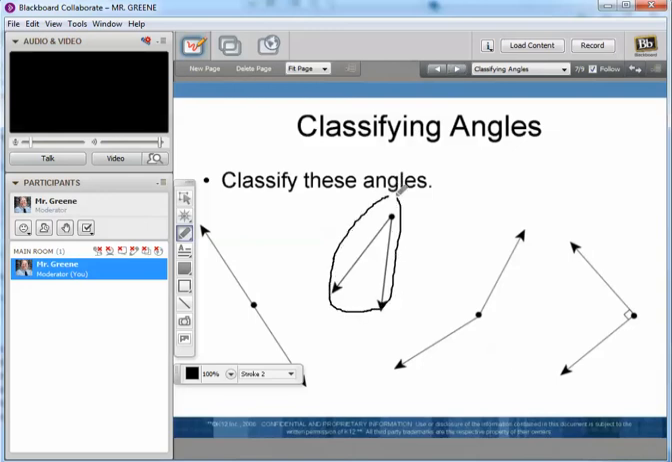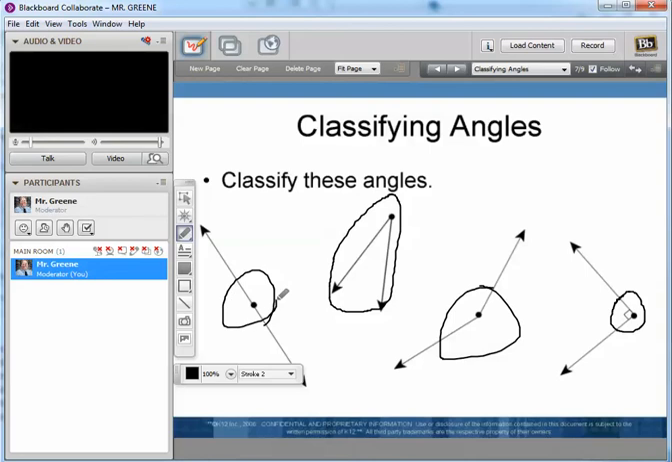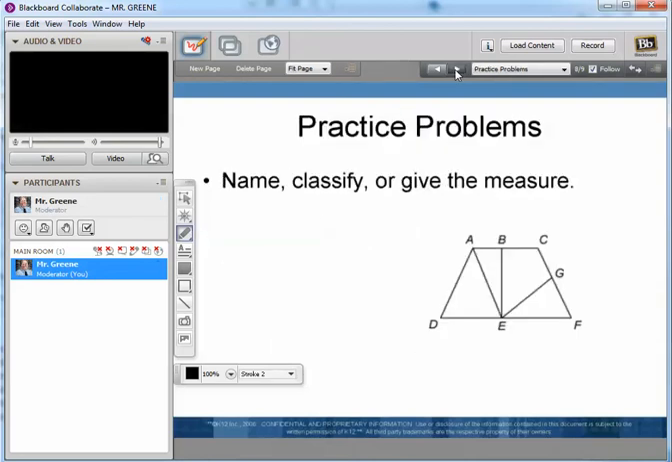Which one is the right angle? The right angle is the one with the 90-degree mark in it right there. Which one's the obtuse angle? What's the one that's bigger than a right angle but less than a straight angle? That'd be this one over here. And which one's the straight angle? That'd be the one that looks like a line over here. Real easy to do. You should be able to classify angles real easily.